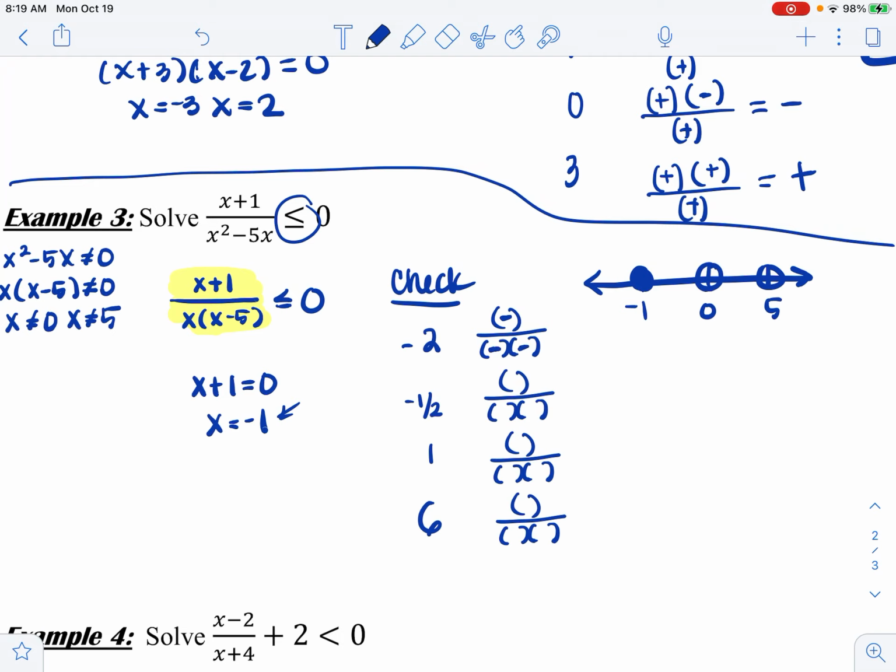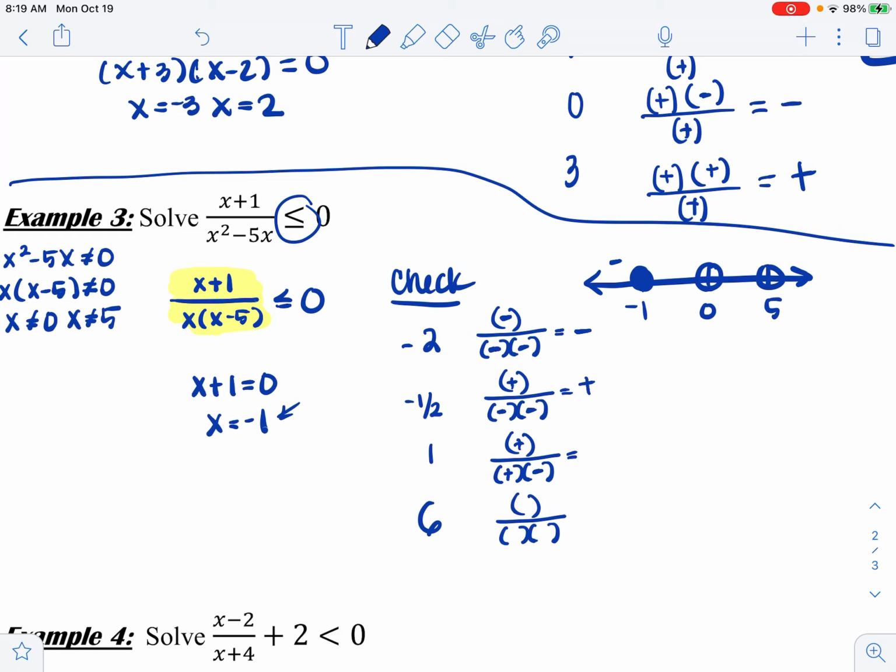-2 plus 1 is negative. And then I have -2 in the front, and then -2 minus 5 is -7, so that's negative. That's negative divided by a positive, which is negative, so these are negative. Plug in -1/2. -1/2 plus 1 is positive, then I have -1/2, and the -1/2 minus 5 is negative. So notice plugging in a fraction was not difficult.